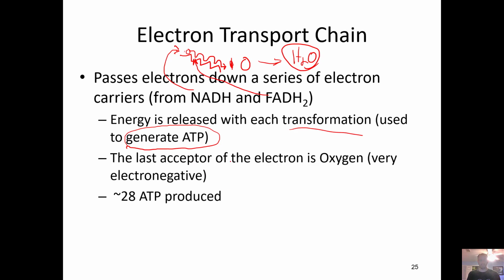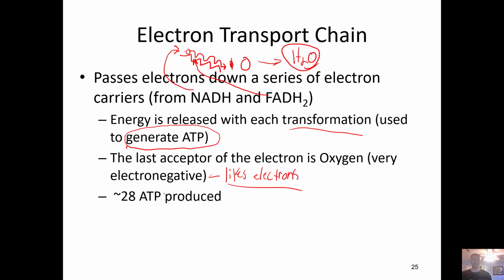The last acceptor of the electron at the very end of the chain is oxygen. And remember, oxygen is very electronegative, meaning I'm just going to put this in crude lingo, it likes electrons, right? It can really grab a hold of electrons. It has an affinity for electrons.